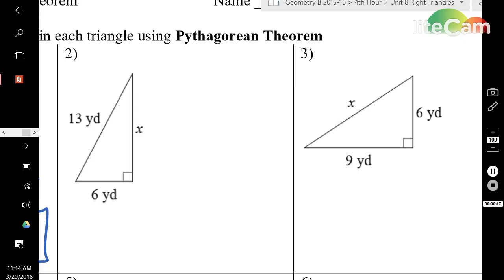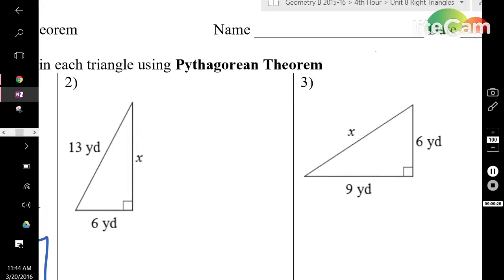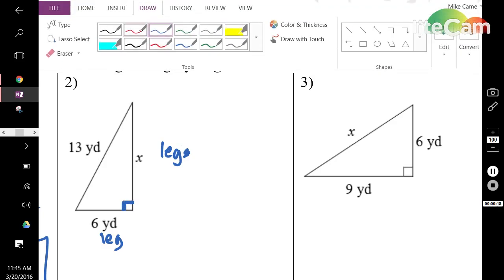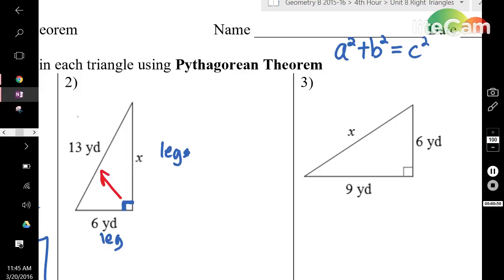The Pythagorean theorem states that if you add the squares of the legs of the right triangle, it is equivalent to the square of the hypotenuse of the right triangle. Now, legs and hypotenuse are vocabulary words used for right triangles only. The legs are these two side lengths that are connected to the right angle, the 90-degree angle right here. And the hypotenuse is always opposite the right angle.